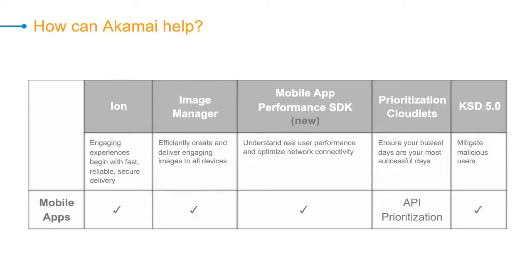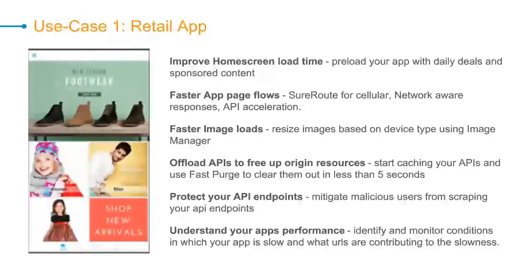So the first use case that we have is a retail app. This is your common application. Most users would have multiple retail applications that they use. The key thing here is we want to know what's really important for a retail app. The first thing is obviously improving your home screen load times. By improving that performance for the first screen that a user views, we can do this by preloading the assets that are needed for that home screen.